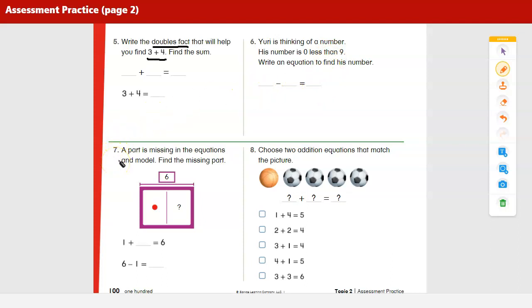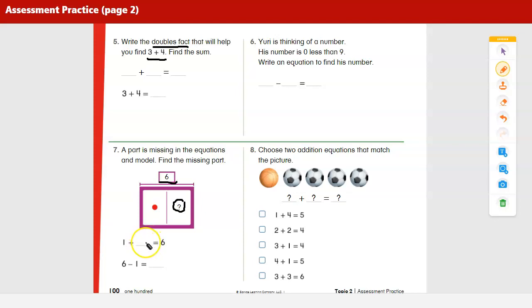Number 7 says, a part is missing in the equations and model. Find the missing part. So on number 7, our total number is 6. We can see in our chart that we have one counter. So we have 1 plus blank equals 6. So we are not sure what number we are missing in order to find 1 plus this number to equal 6. So boys and girls, what is 1 plus blank equals 6? What number would you add to 1 to get 6?